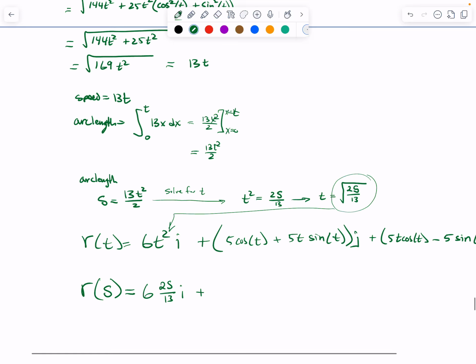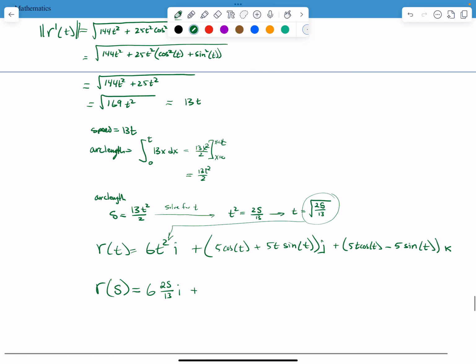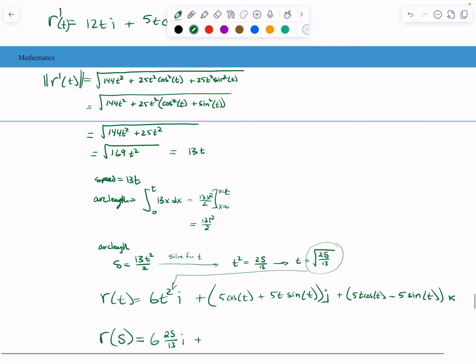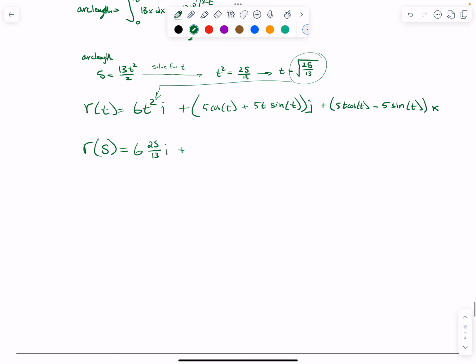I feel like I've made a minor error. Just give me a sec here. At speed, arc length 13. That looks good. All right, I think I made a mistake somewhere else then.